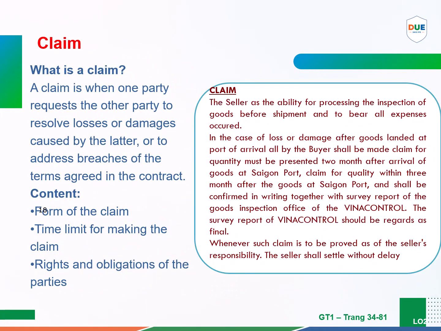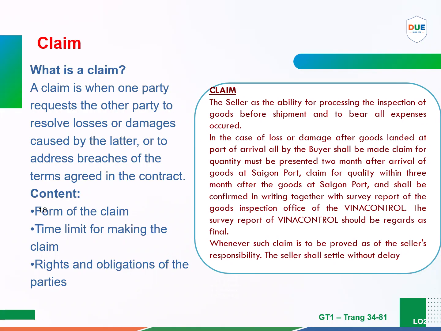In international sales contracts, a claim is when one party requests the other to resolve losses, damages, or breaches of contract caused during the performance of the contract. Claims serve to protect the legal rights of the aggrieved party and act as a preliminary step before taking disputes to arbitration or court. The contract should clearly specify the form of the claim.